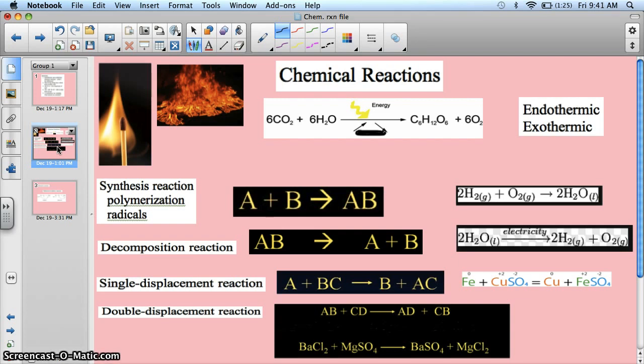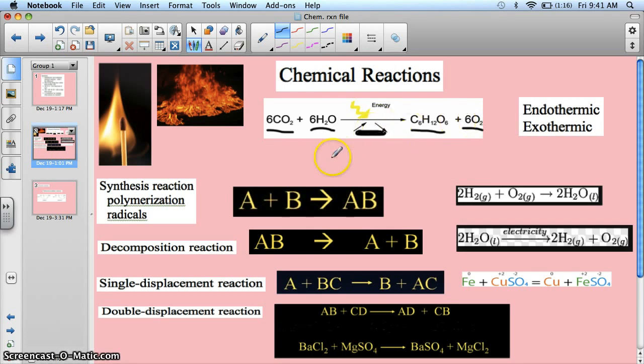Now, let's go back to a chemical reaction that you are familiar with. This is the photosynthesis formula. You may remember from a year back that carbon dioxide plus water is going to yield glucose, C6H12O6, and oxygen. Now, this is an example of a chemical reaction equation.